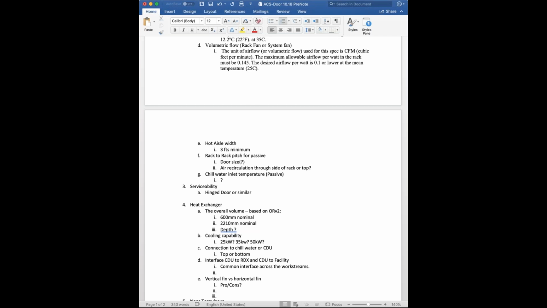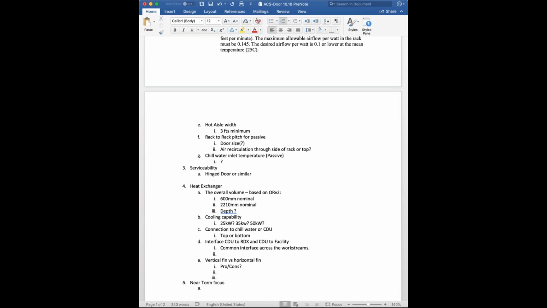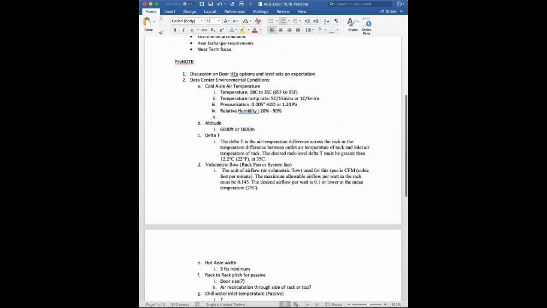For the cooling capacity, we talked about 25, 35, and 50 kilowatts. I think there are multiple use cases for different cooling capacities. We also talked about where the CDU or chilled water should connect, either top or bottom, which I don't think we have discussed in detail yet. Hopefully we can cover that in the next meeting, probably not today. Do you have any questions about the notes from the last meeting?